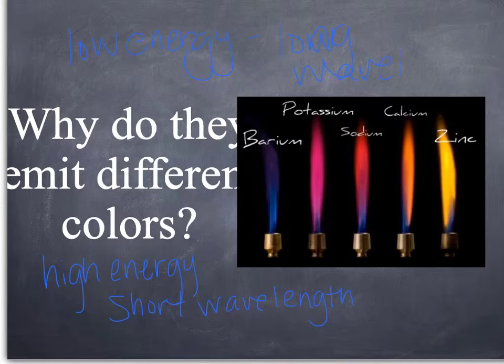And that's where we get these different colors that we see in this spectrum over here. Barium would have low energy or high energy. I want you to tell me for each of these what kind of wavelength and what kind of energy they would have based on their color.